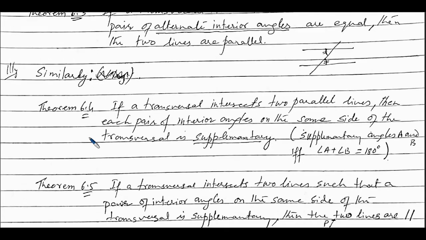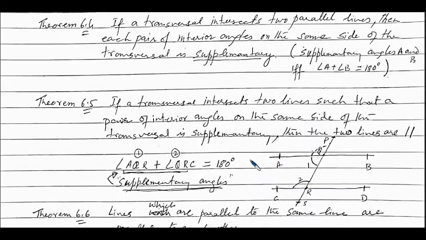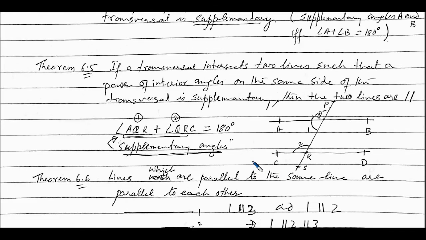Similarly, this theorem 6.4: if a transversal intersects two parallel lines, then each pair of interior angles on the same side of the transversal is supplementary. What do you mean by supplementary? Same side, okay, of the transversal. Say here I have done, this is the other side, but same side means this side and this side. So if I have this side and this side, it is said it has to be 180 degrees. This is supplementary. So how do I prove this theorem?